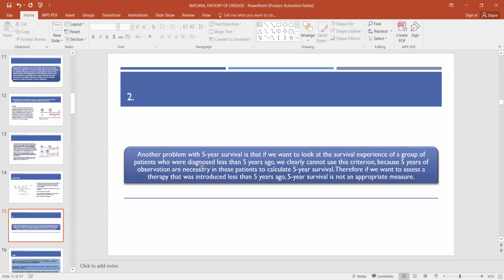Another problem with 5 year survival is that if we want to look at the survival experience of a group of patients who were diagnosed less than 5 years ago, we clearly cannot use this criterion, because 5 years of observation are necessary for the patients to calculate 5 year survival. Therefore, if we want to assess a therapy that was introduced less than 5 years ago, 5 year survival is not an appropriate measure.